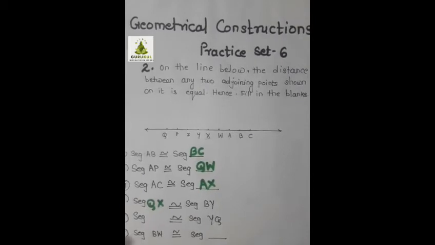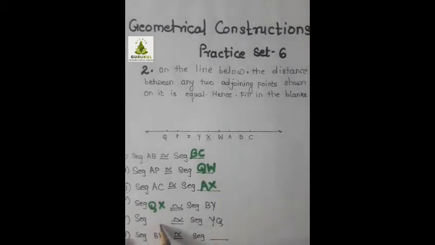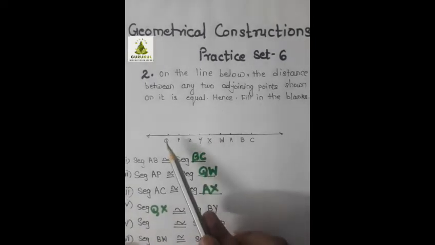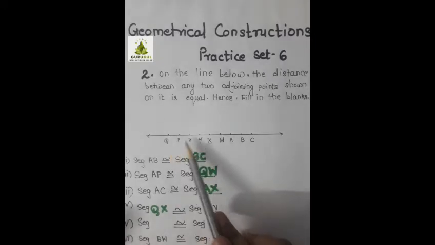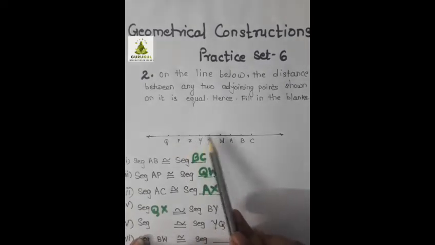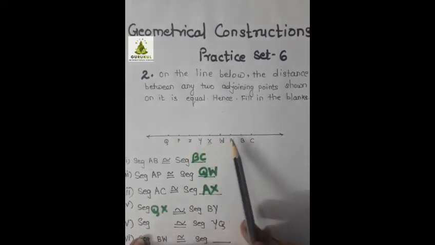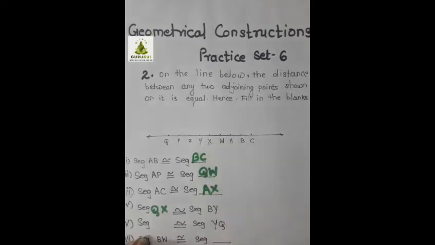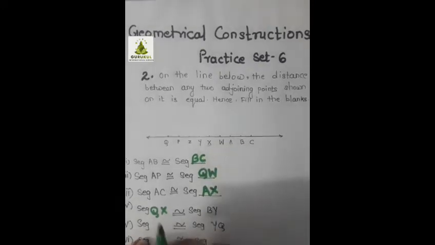Second is also in the same way. Segment dash is congruent with segment YQ. Where is point Y? Here. Where is point Q? Here. How many segments are there between? 1, 2, 3. So in a reverse way, you can go 1, 2, 3. So which point will come here? YA. So shall we write YA?